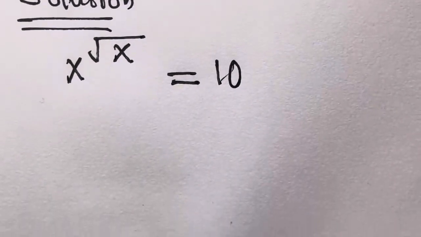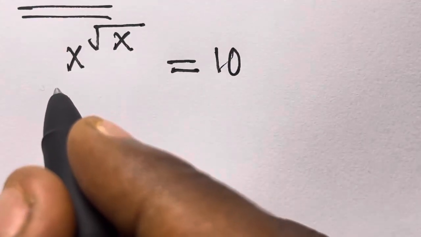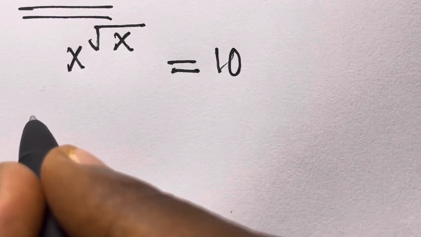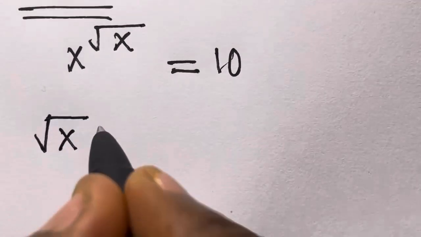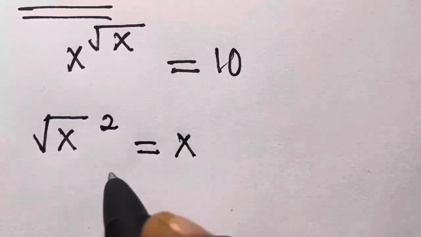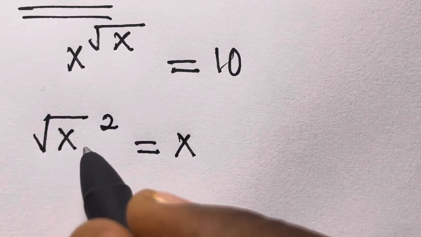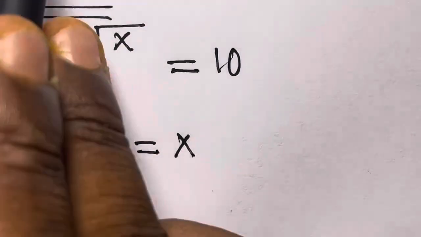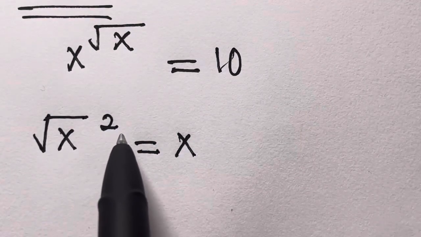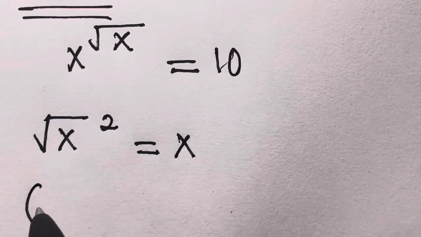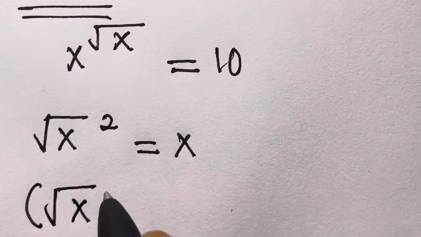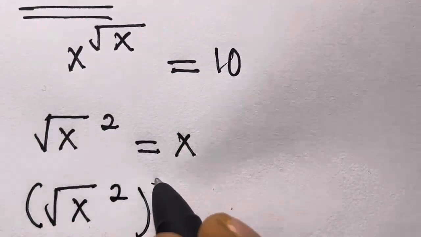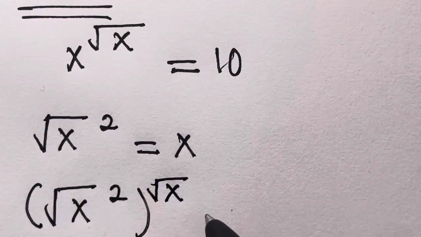Right? So from here, we know the square root of x square is x, because the square will cancel the square root. So we replace this x with square root of x square. So we have square root of x square, then raised to the power square root of x, equals 10.